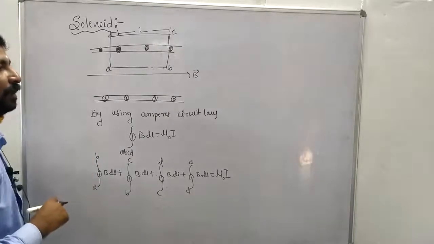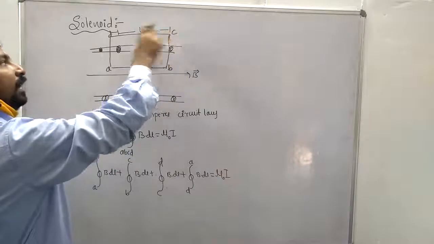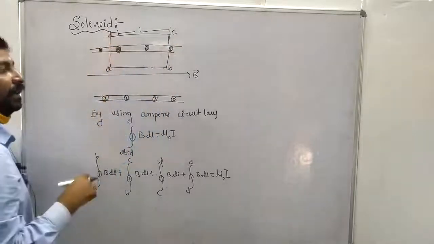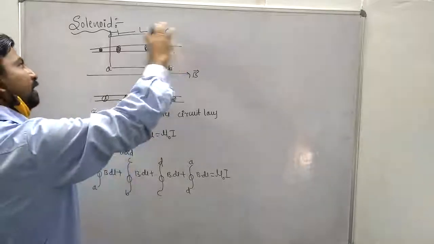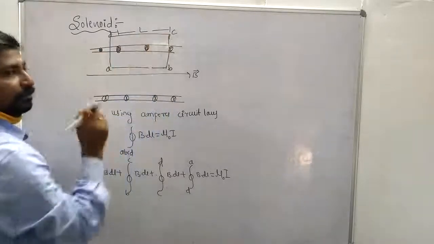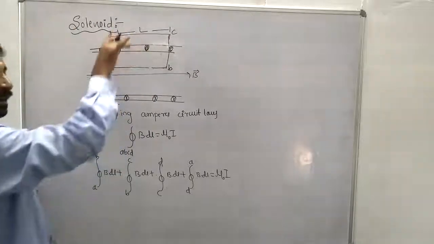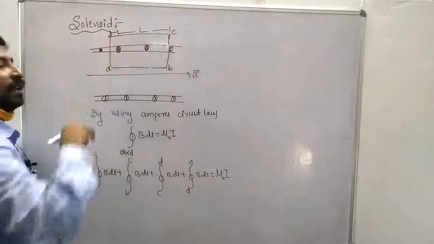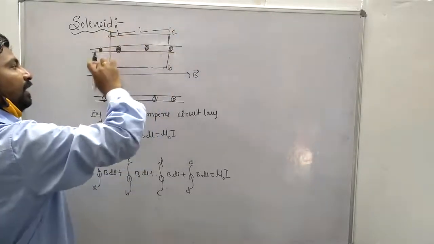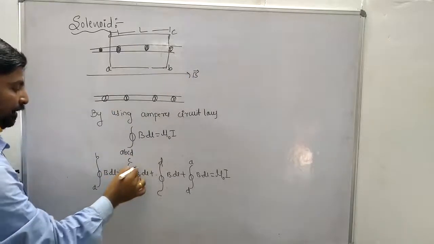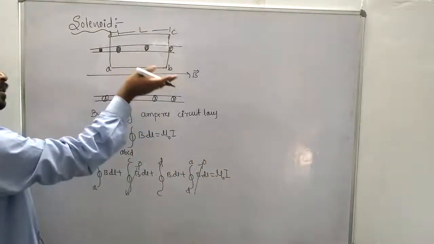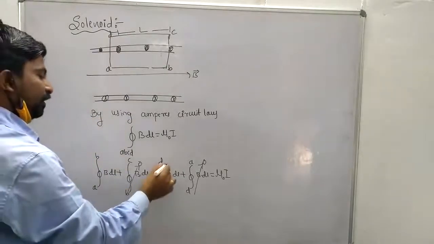So from this figure you need to observe something: BC and DA, since the direction of the magnetic field, BC and DA is perpendicular, isn't it? That means BC and DA are perpendicular to the magnetic field, hence it is 0. Similarly, CD is outside the solenoid, so the magnetic field is 0. So which ones become 0? BC and DA are perpendicular to the magnetic field, so BC is 0, DA is 0. Then CD is outside the solenoid, hence it is also 0.